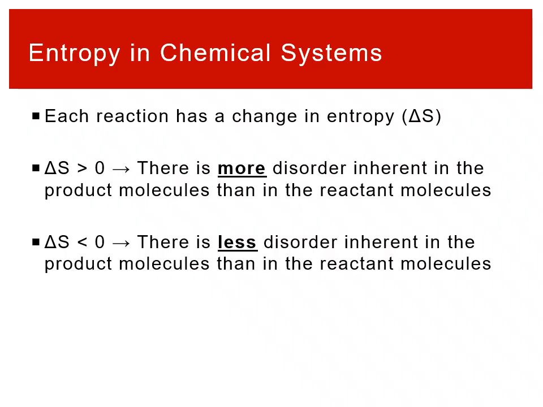Whereas if delta S is less than 0, then that means the products have less disorder. When we talk about the disorder in a chemical system, we're talking about it inherently in the sample that you're looking at. The molecules, is it a liquid, is it a solid, all that kind of stuff. What's its temperature, all those sorts of things.